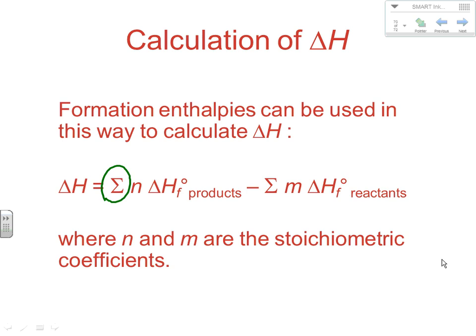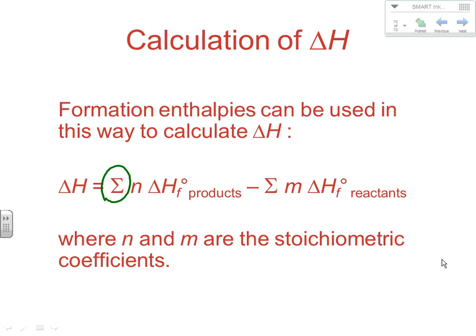So n and m are really stoichiometric coefficients. So we get those right from the balanced equation. So we really do need the balanced equation here because obviously as an extensive property, if we have more moles of oxygen being used or more moles of water being created, we need to account for that.